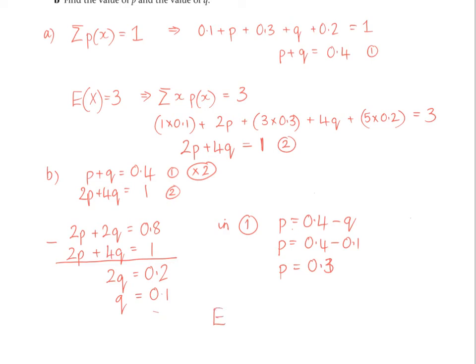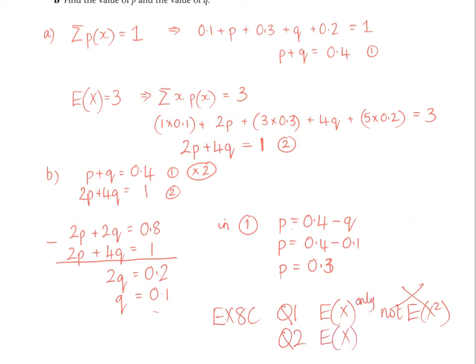Right, I want you to try a couple yourself then. So on exercise 8C, I'd like you to do question 1 only for e of x, so not e of x squared. Okay, so don't do that part of it. So that's question 1, and then the same for question 2, just e of x only. That's what I want you to try out just now. Okay? And if you can, we've got about 10 minutes, you should be able to finish that off. If not, we'll do that for Friday.